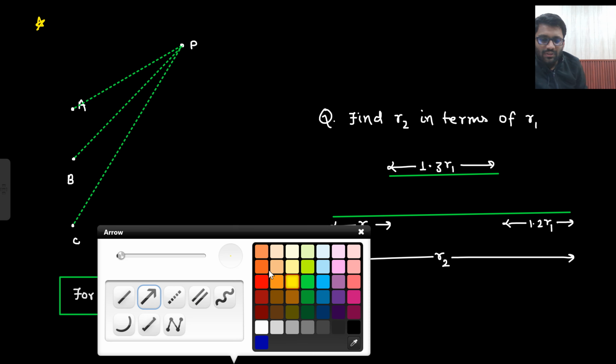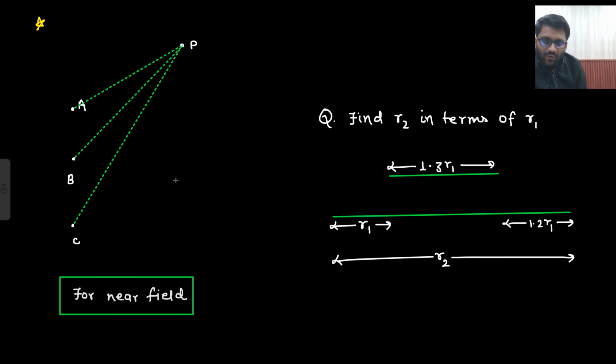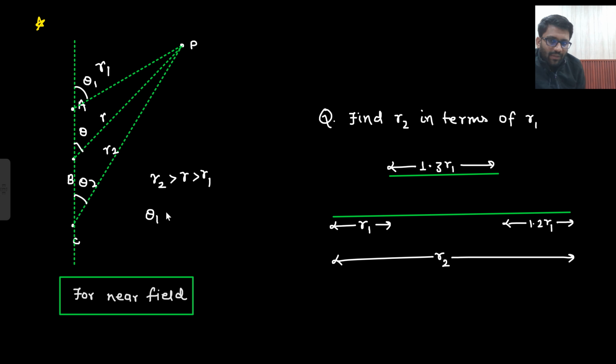So now you just let me know one thing. If I call this distance as R1, this distance as R, and this distance as R2, can you let me know the relation? R2 will be greater than R, will be greater than R1. Say yes or no, right? If I call this angle as theta1, this angle as theta, and this angle as theta2, will all these angles be equal? Certainly not. What I mean to say is that theta1 will not be equal to theta, will not be equal to theta2. When would they have been equal?